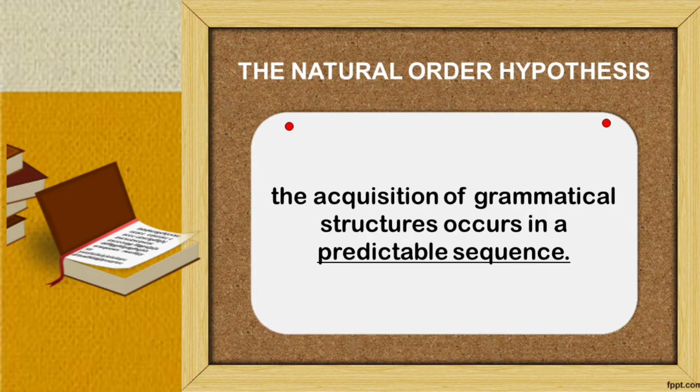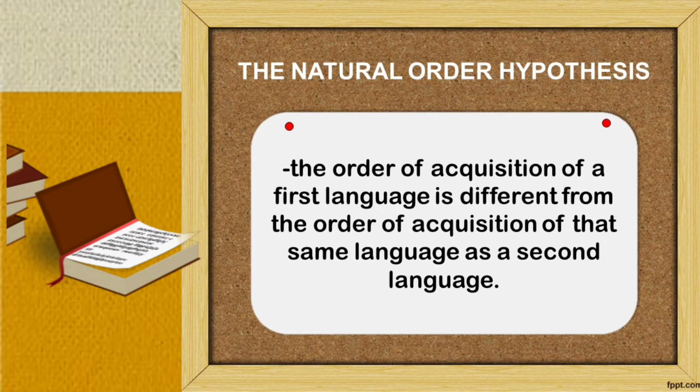The natural order hypothesis applies to both first language acquisition and second language acquisition, but although similar, the order of acquisition often differs between first and second languages. In other words, the order of acquisition of a first language is different from the order of acquisition of that same language as a second language.